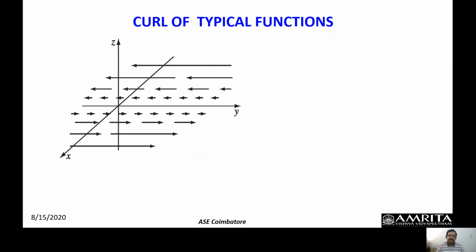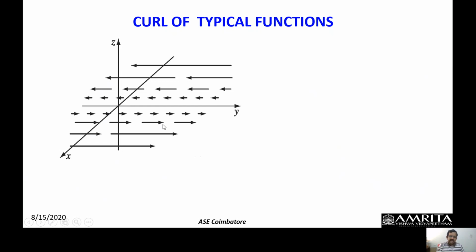Now, curl of typical functions, another example. I told you that it appears this function is only diverging, but in the xy plane, you have to look at the vector function about the origin. The directions in the top two quadrants are in one direction, and in the bottom two quadrants are in the other direction. Therefore, it is going to rotate about this point.